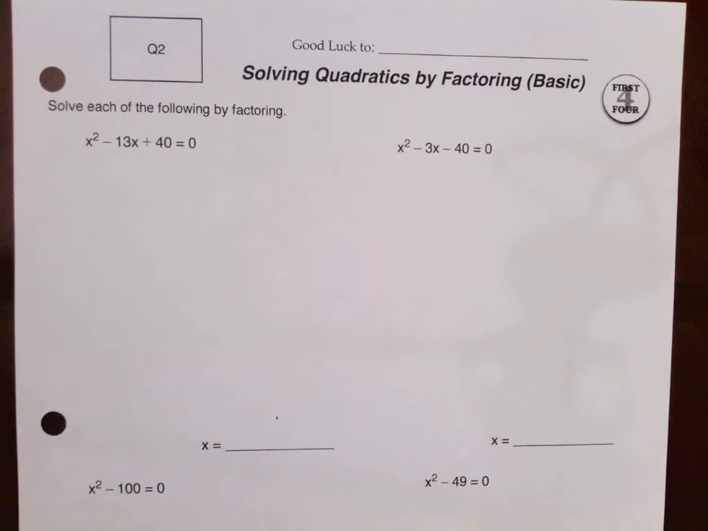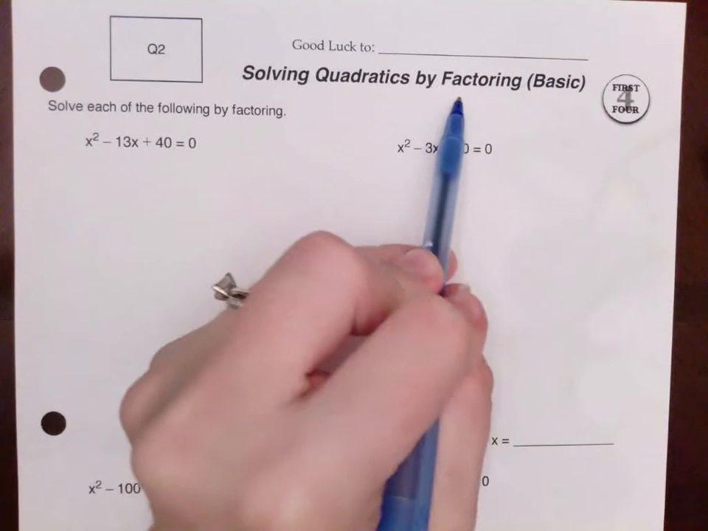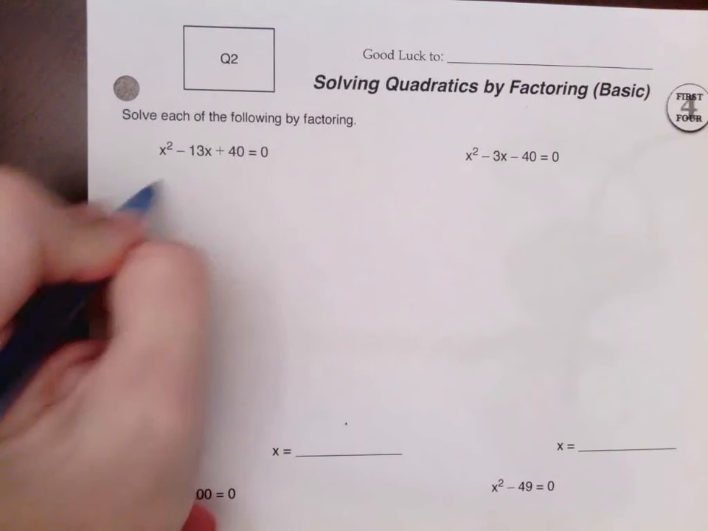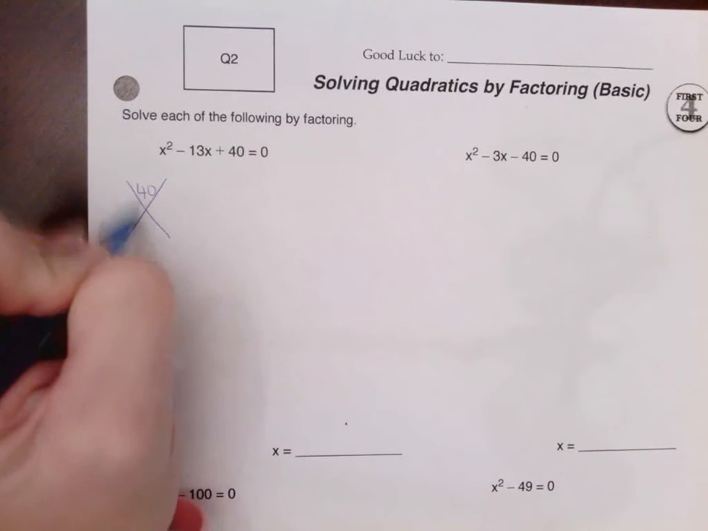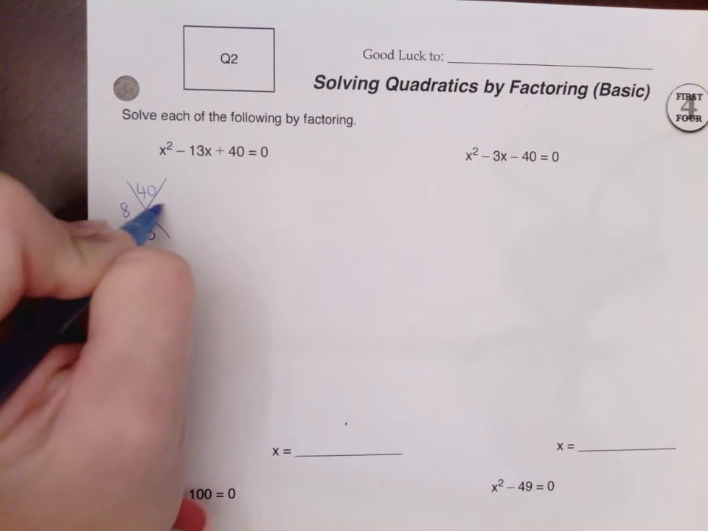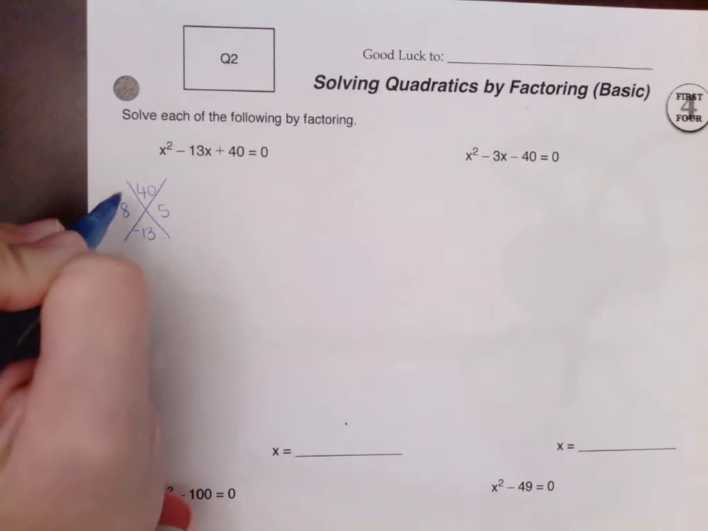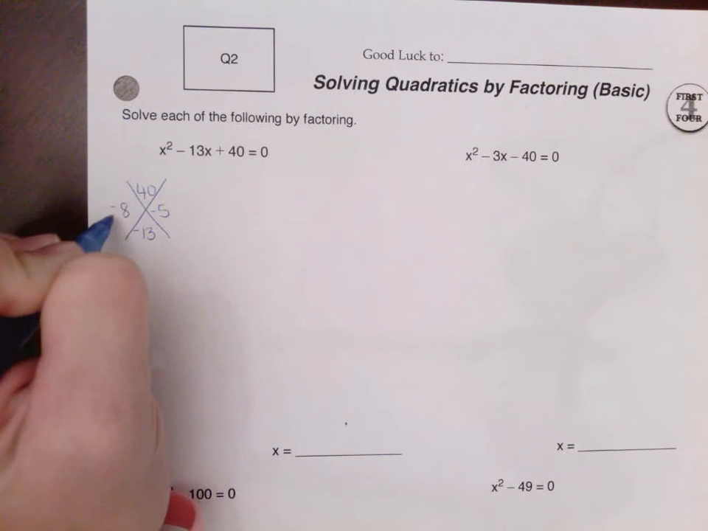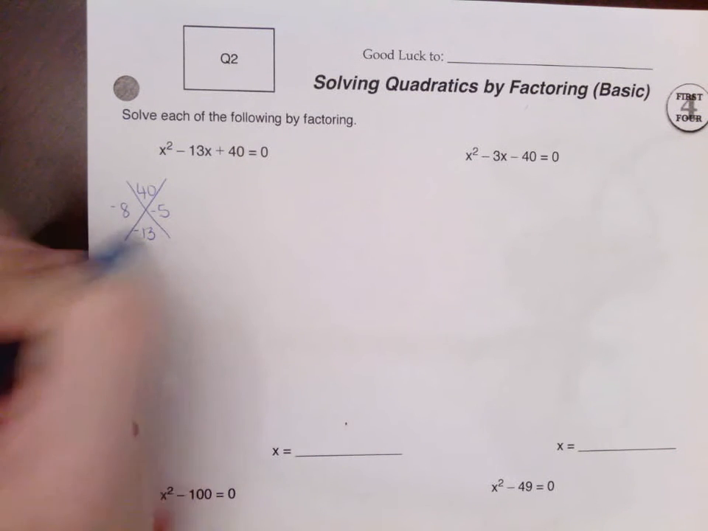All right, concept quiz number 2. We're solving quadratics by factoring where a is equal to 1. So we would like to find the factors of 40 that add to negative 13. They are 8 and 5, both negative, because negative 8 times negative 5 gives you the positive 40, and negative 8 minus 5 gives you the negative 13.